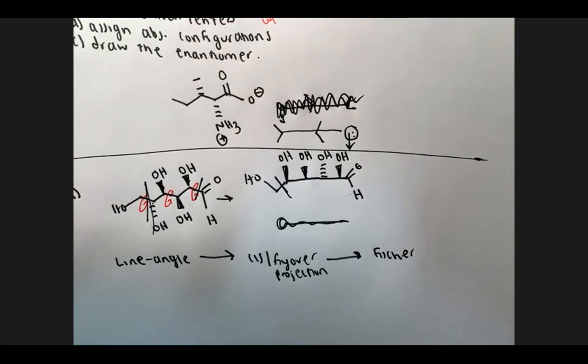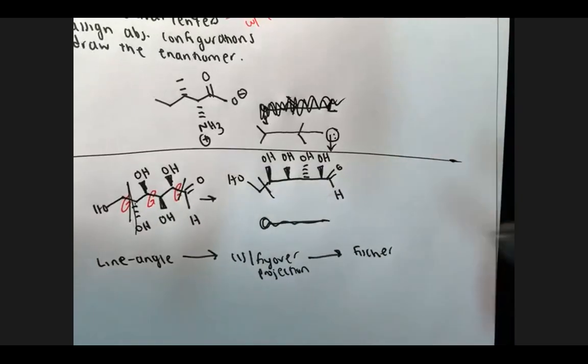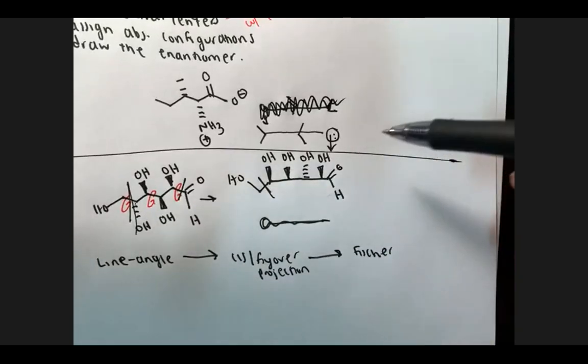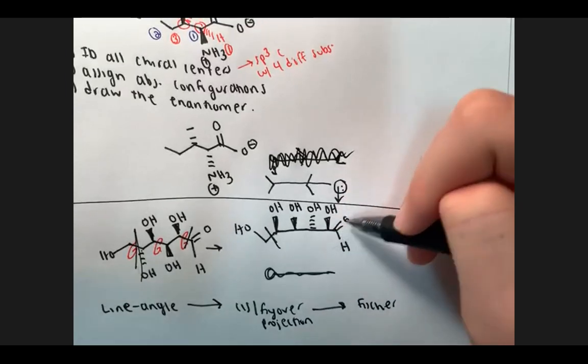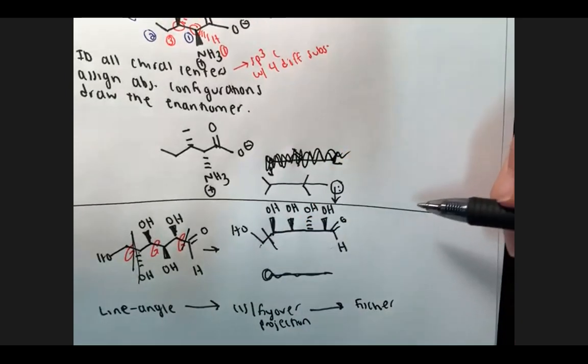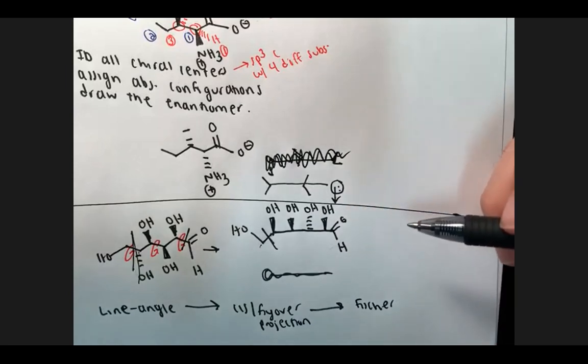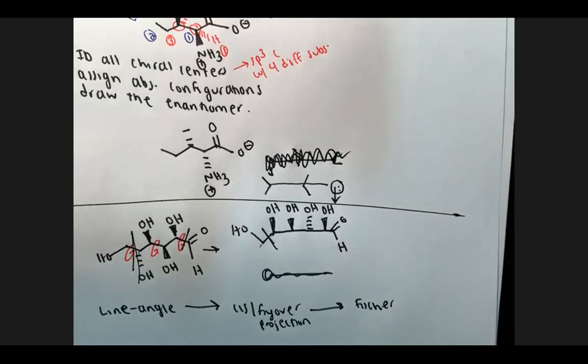And in terms of priority, in determining which side is higher priority, it's just based on IUPAC again. So here you would have carbon to an oxygen versus carbon to a hydrogen. So clearly you can tell that this side is going to be higher priority. Now the next step is the Fischer.